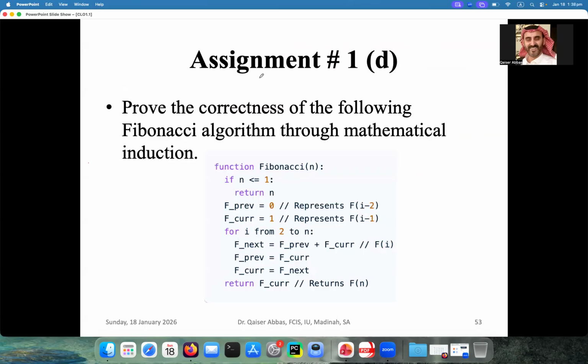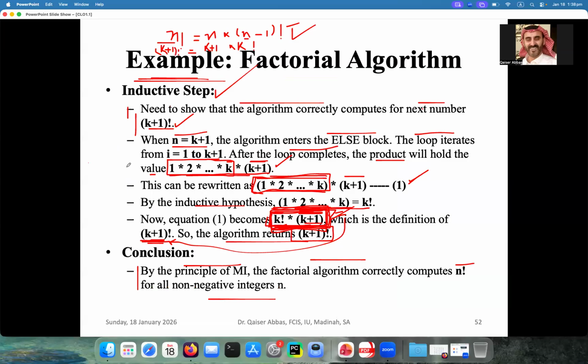Okay, this is now assignment number 1, part D. Prove the correctness of the following Fibonacci algorithm. The Fibonacci algorithm is given here. You have to prove through mathematical induction that this algorithm is correct. This will give you an idea of how the question will come and how you have to answer.